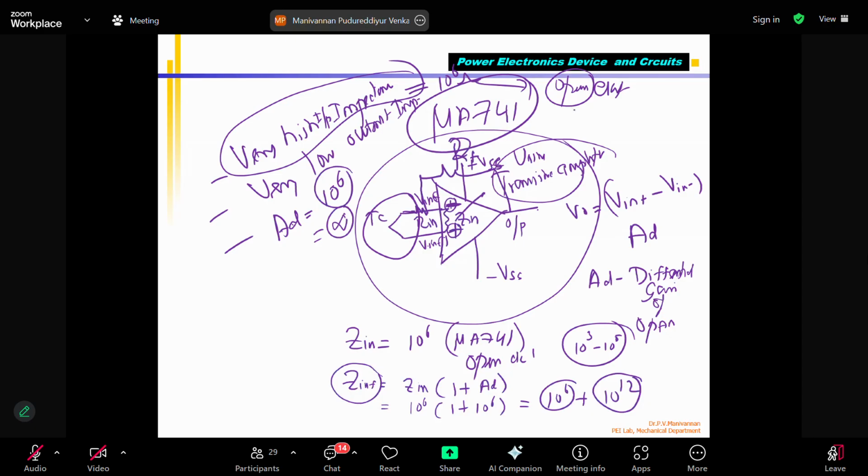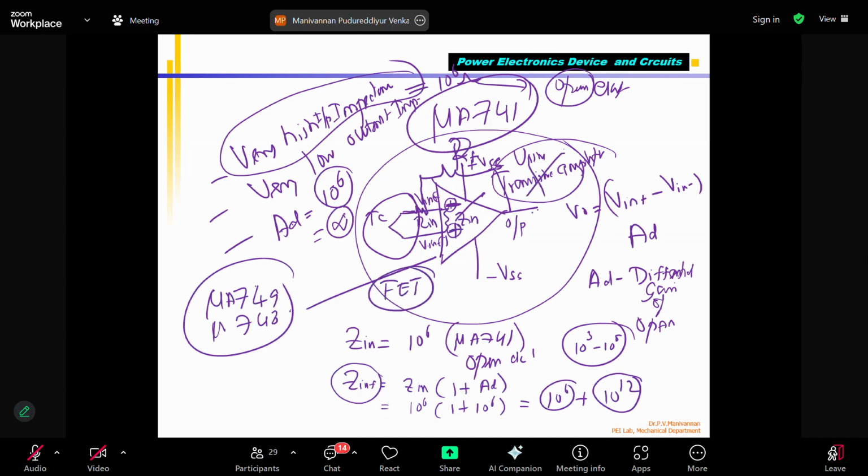So this is transistor based. There are op-amps, if I remember, 749 or 748, exactly I don't remember, μA or something, which internally have FETs, not transistors. So its open circuit input impedance Zin will be 10 power 8 or 10 power 9. And it has a gain of, for example, AD equal to 10 power 6. It will be 10 power 8 multiplied by 10 power 6, which will be 10 power 14.